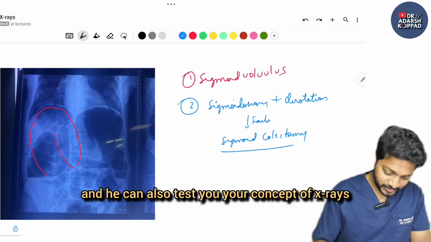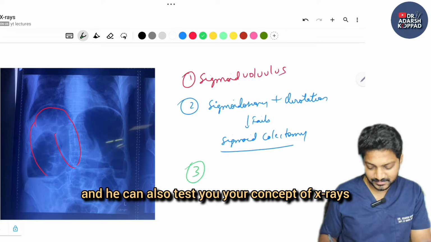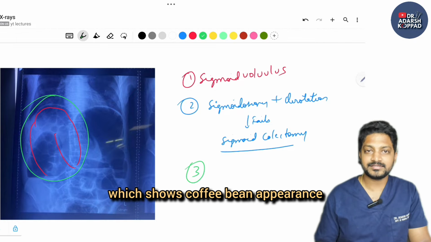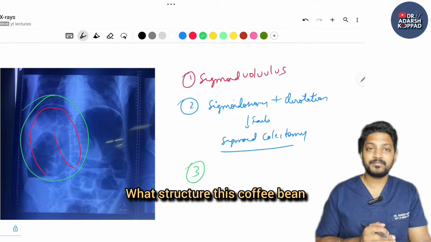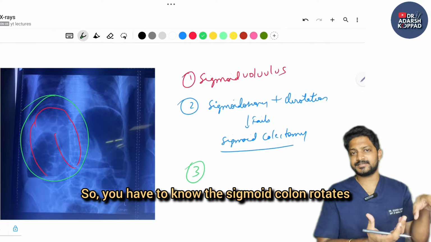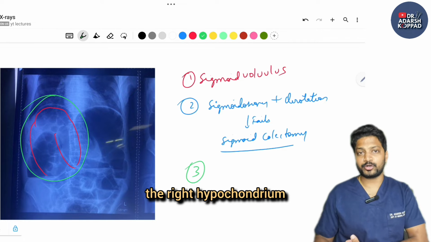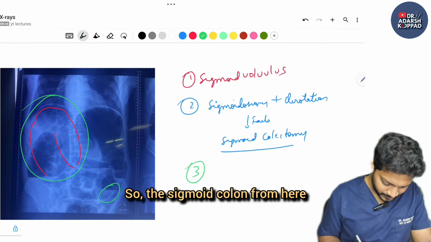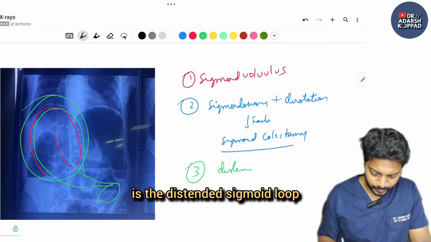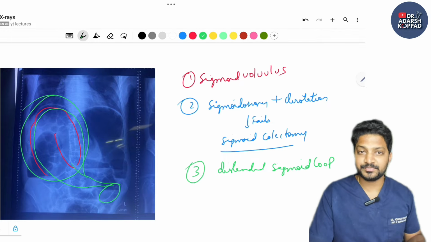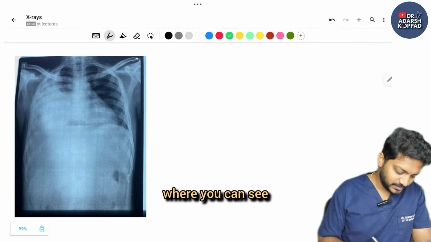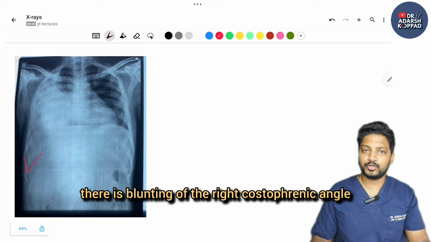And he can also test your concept of X-rays. He can ask you, this is an X-ray of a patient which shows coffee bean appearance. What structure does the coffee bean represent? So you have to know the sigmoid colon rotates and lies under the right hypochondrium. So the sigmoid colon from here is going to rotate and form this coffee bean sign. So the distended sigmoid loop. So these are the kinds of questions you can expect on sigmoid volvulus. So this is your next X-ray where you can see there is blunting of the right costophrenic angle.